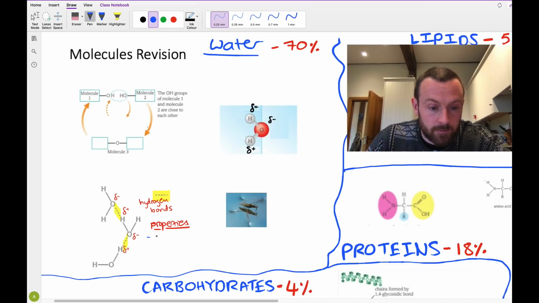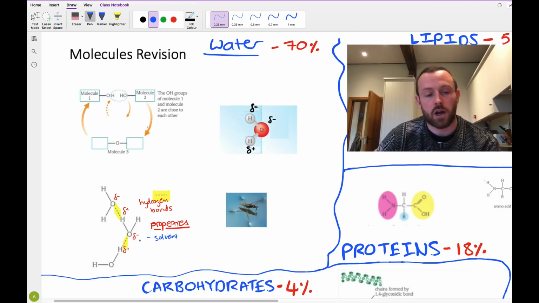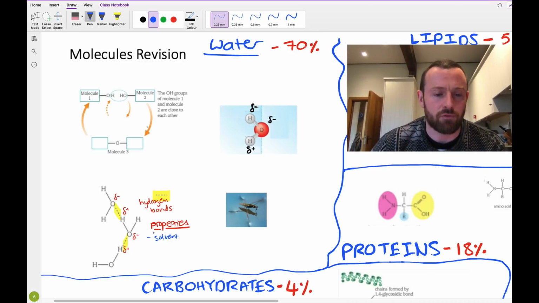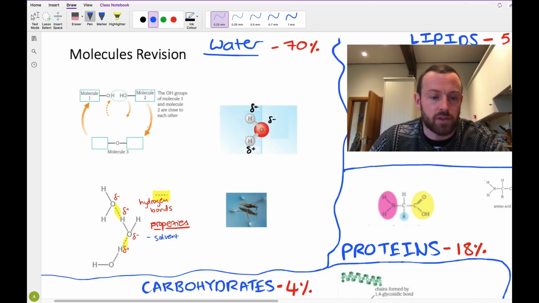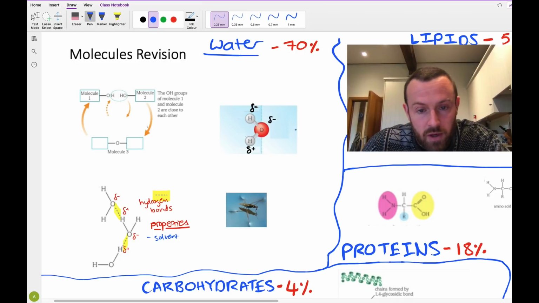Okay, so properties of water. Well, it's a great solvent. That's not really because of the hydrogen bonds. It's more because of the polarity of the molecule. So, for example, I could maybe have a sodium ion up here.